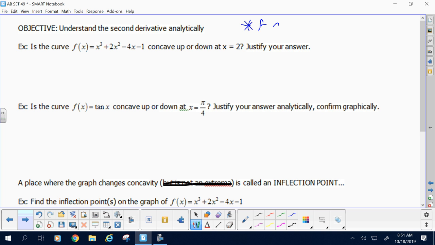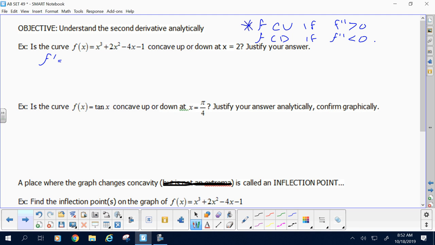F is concave up if f double prime is positive. F is concave down if f double prime is negative. I'm okay if you abbreviate CU and CD in my homework. On the AP test, you will write concave up and concave down. Okay? So, all right, so what do we need?